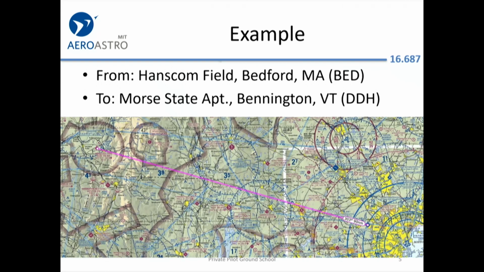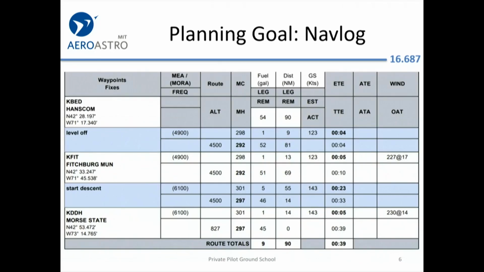All right, so here's an example. Let's say you wanted to go from MIT to Bennington College to visit a friend. Well, there's an airport right there called DDH, and it's about 90 nautical miles. I think I did this with SkyVector. So your planning goal is to come up with this navigation log.